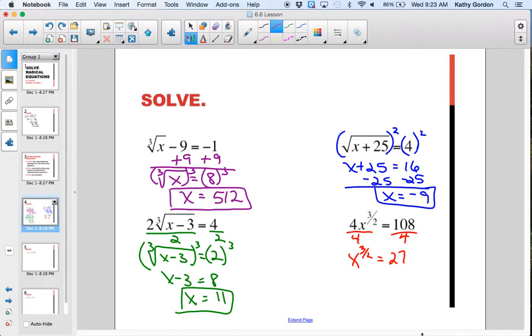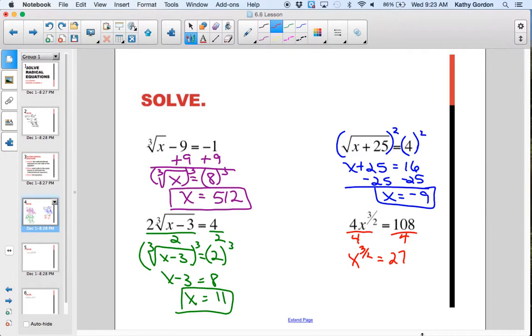So squaring both sides eliminates the rationalness of our exponent, but it doesn't actually completely eliminate our exponent, right? So squaring both sides is kind of half of the deal, but then we also have to do what? Cube root. So the beauty is, I could take care of all of that in one step.